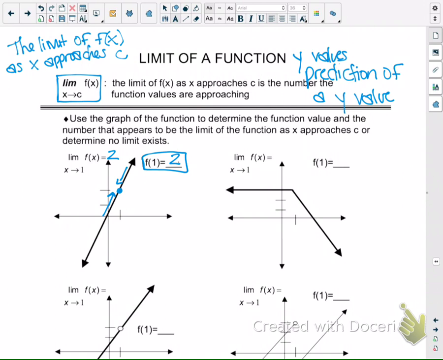Yes, sir? Because from either side, if I was coming down that line from the top or up the line from the bottom, it's still getting closer and closer to 2. That's what the limit is.